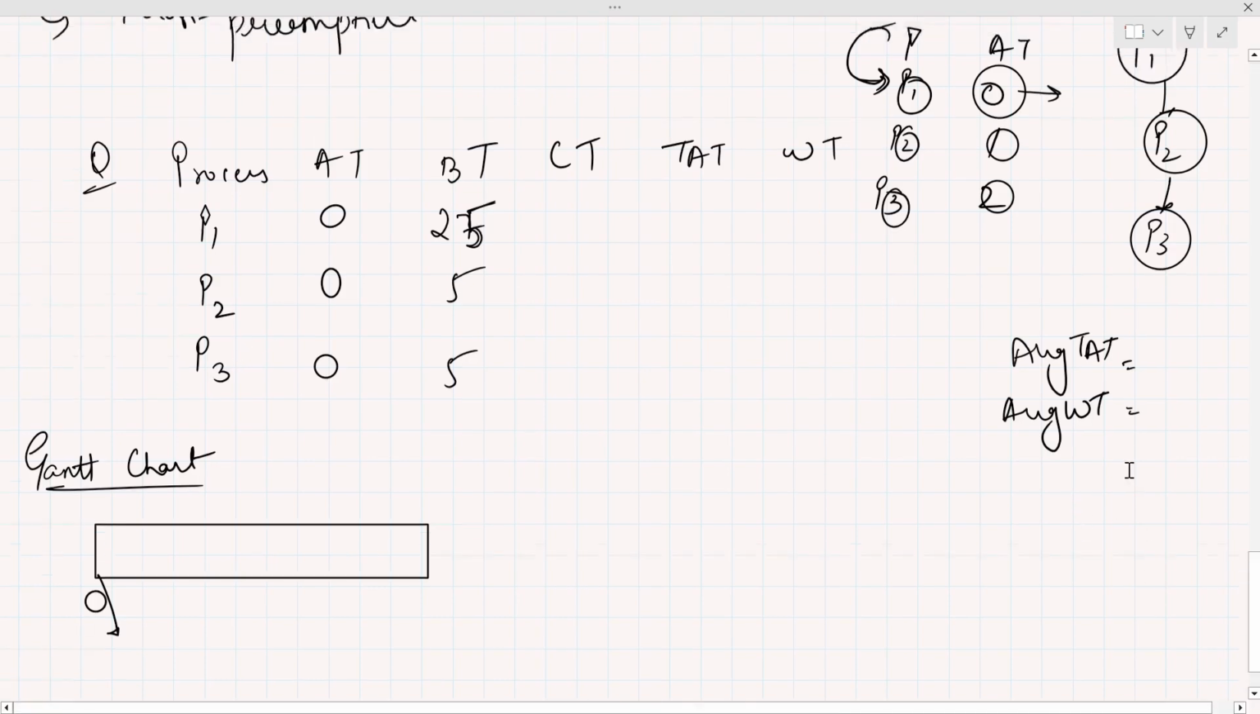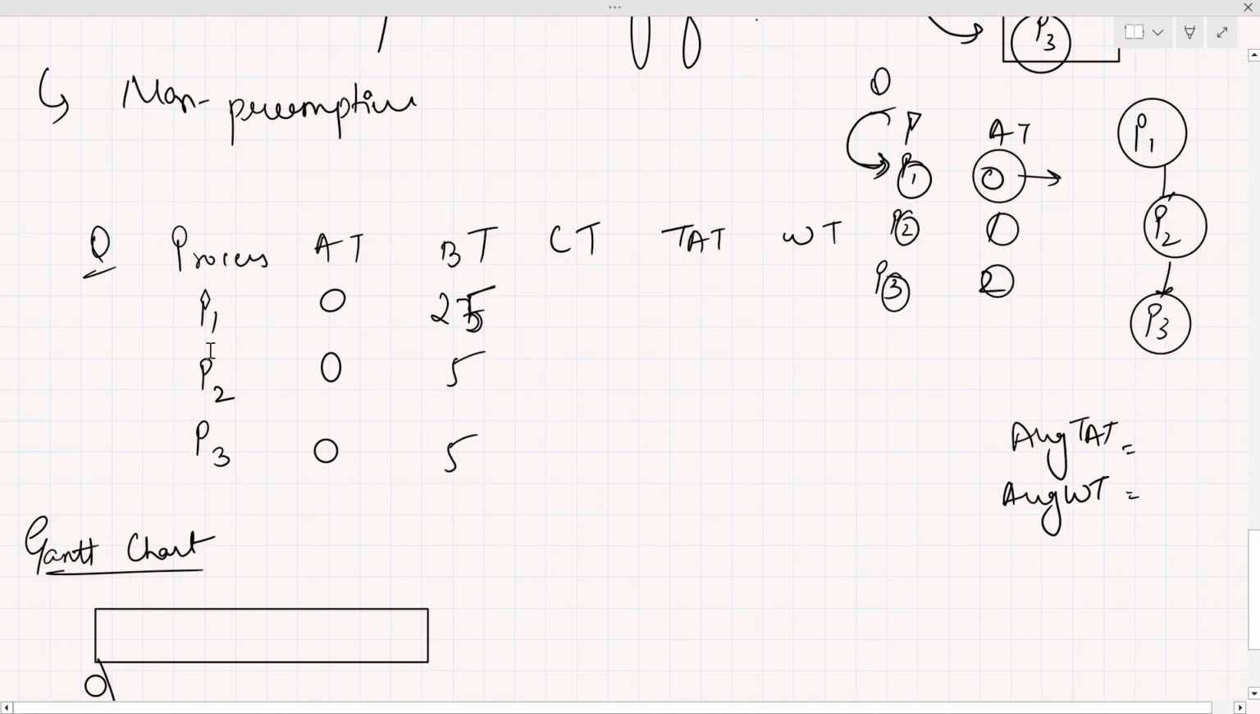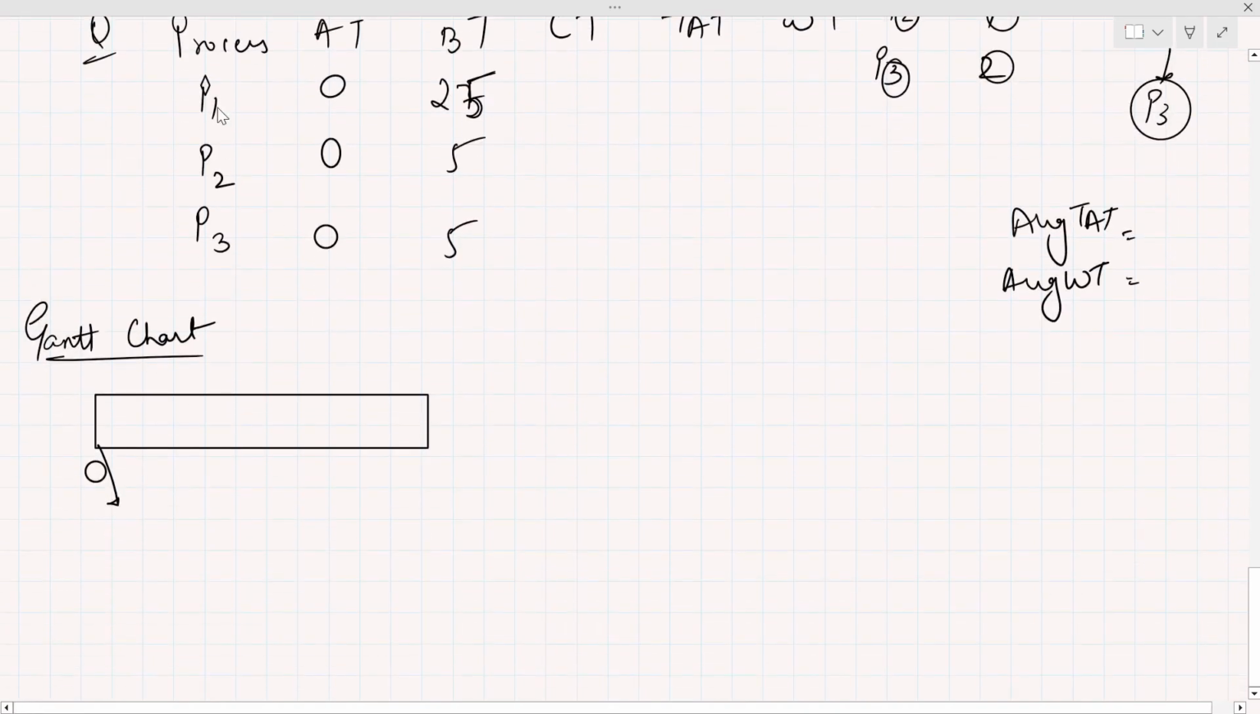What I told you is that in FCFS, when there is a tie between the arrival times, we select the process in increasing order, or the process with the minimum ID. Here 1 is the lowest, then 2, then 3. So P1 will be selected first, then P2 and then P3. We choose P1 because of its minimum ID. Its burst time is 25, so I write 25 here.